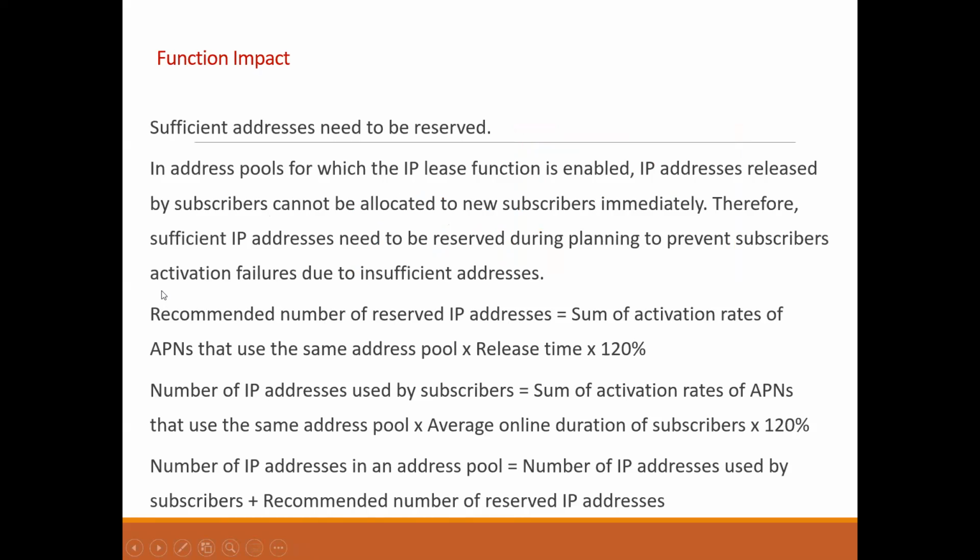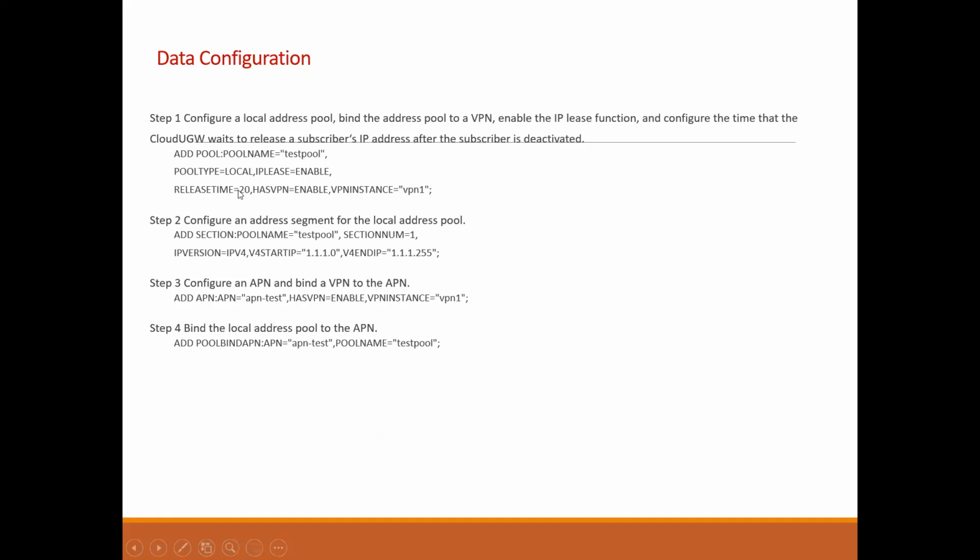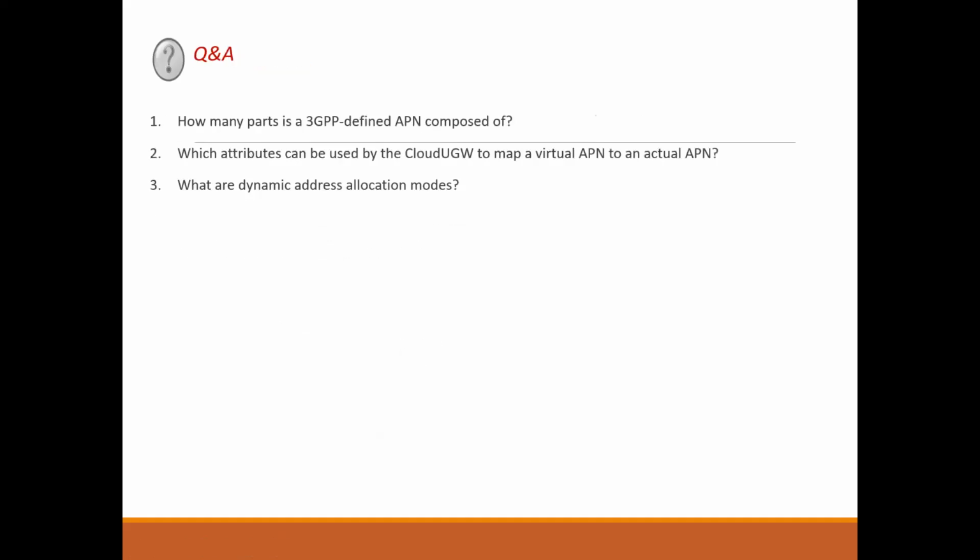So it is done based on what is running in your network, your activation rate, your online duration of a subscriber. So this is usually done in the planning phase. Okay, so your release time is configured here, and your VPN instance is enabled, and then you configure a section of this pool, specify the IP address in this section, then you define an APN, and then you bind this APN to this pool. So any user that has this APN will be assigned IPs from this pool, and any IP assigned from this pool will have the option of getting this release time of 20 seconds available.